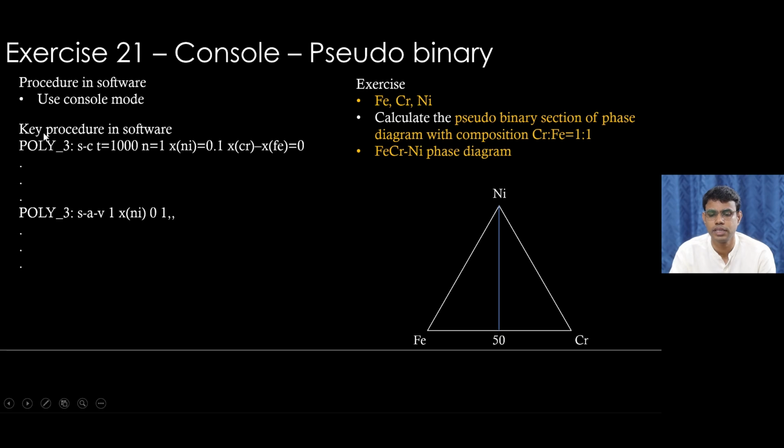Right, so this is the key procedure in the software. Only the major change that we have done is given here. Set condition T equals 1000, N equals 1, x of Ni equals 0.1, x of Cr minus x of Fe equals 0. So this is where some tricky things are. In order to think about conditions, this is how you set this. Okay, set axis variable 1 should be x of Ni rather than any other x. Cr or Fe you should not use, you should use x of Ni, because only for that you have set a number here. Okay, these are the two important things when you draw a vertical section compared to a simple binary phase diagram.